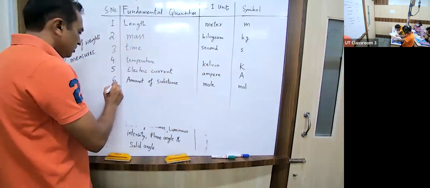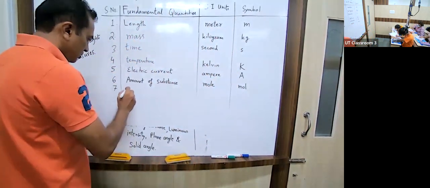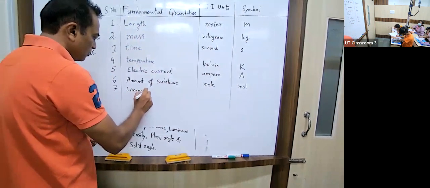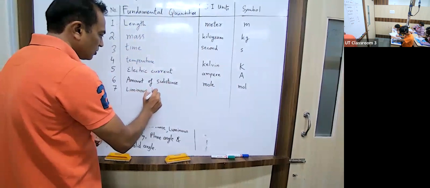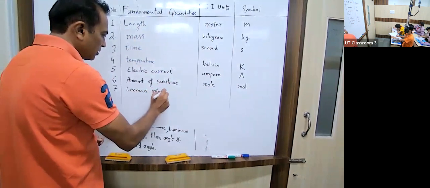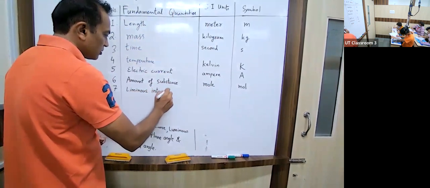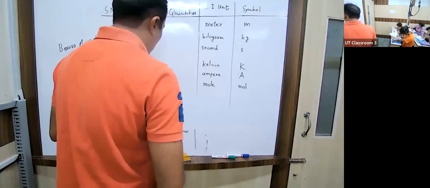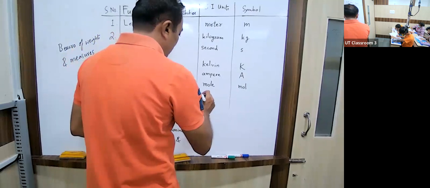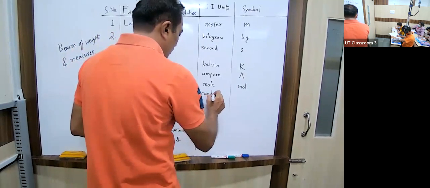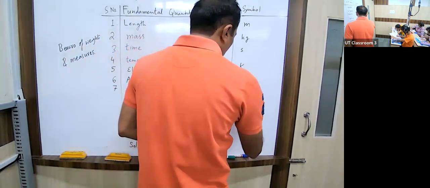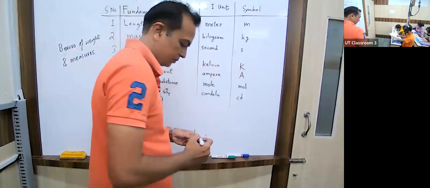Seventh is luminous intensity. This is candela. The symbol is cd.